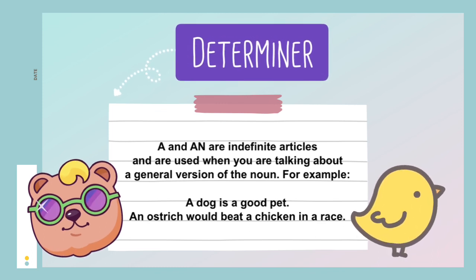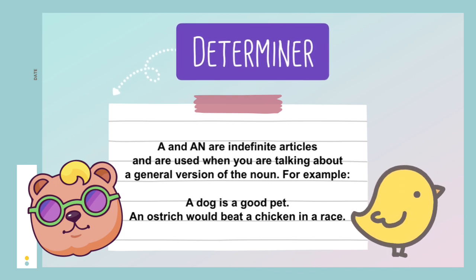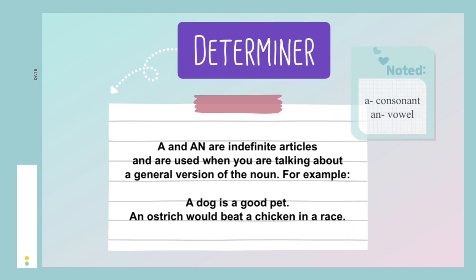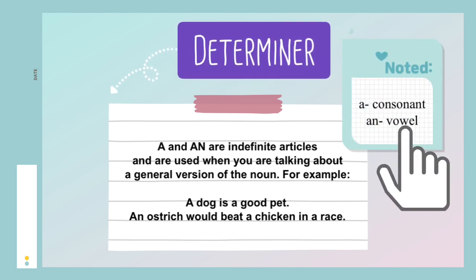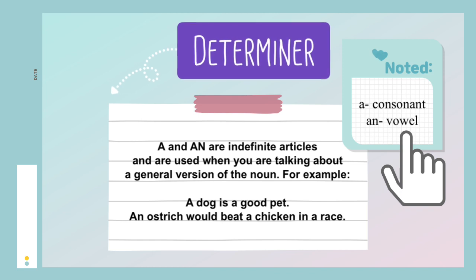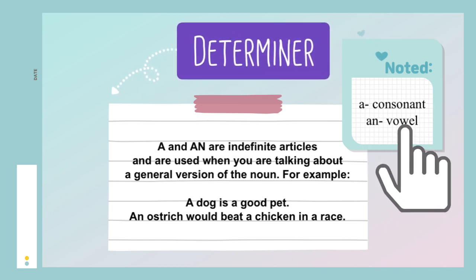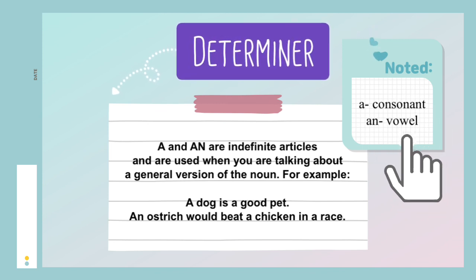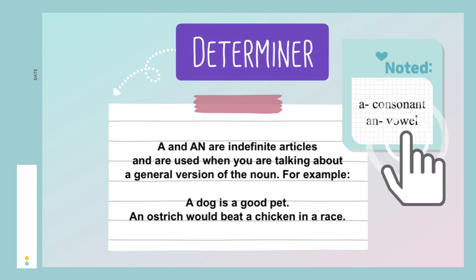But the question is, what's the difference between the two? When should we use a and when should we use an? What do you think? Okay, so a is used when the word next to it begins with a consonant. Like for instance, a dog, a chicken. D and C are consonants. While an, it is used when the word next to it begins with a vowel. The vowels are A, E, I, O, U. So when a word next to the article begins with a vowel, you should use an as an article. So that's the difference between the two.